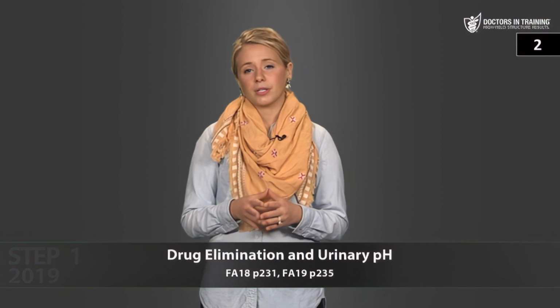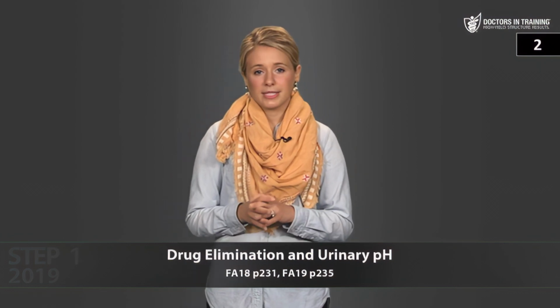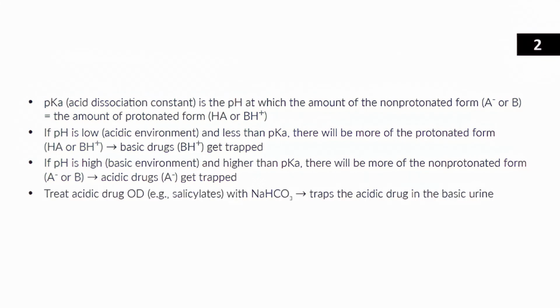Now, why is this important? Look at the next two bullets. In order to treat an overdose of acidic drugs, such as aspirin, which is salicylic acid, you're going to use sodium bicarbonate. Again, you can treat an overdose of acidic drugs with sodium bicarb. That bicarb is going to be excreted into the urine, and then the urine becomes alkaline. And what did we just say happens to weak acids in a basic environment? Those weak acids are going to be trapped. And that's how you can get rid of acidic drugs like aspirin.